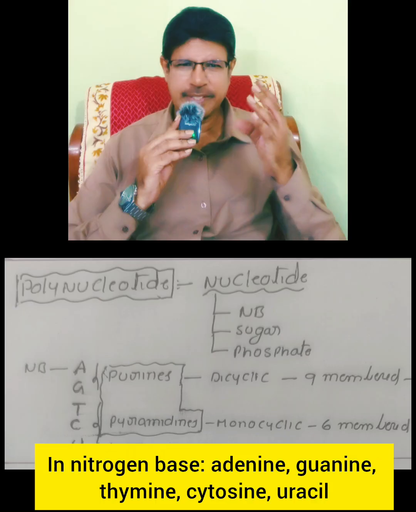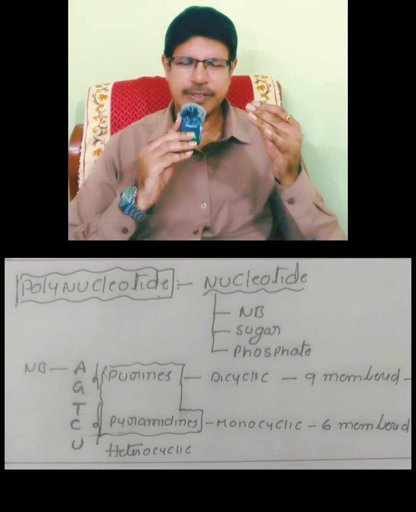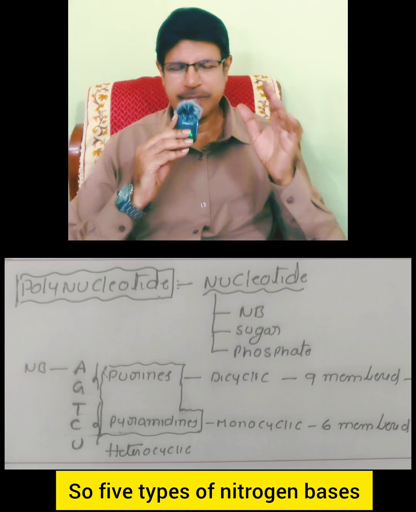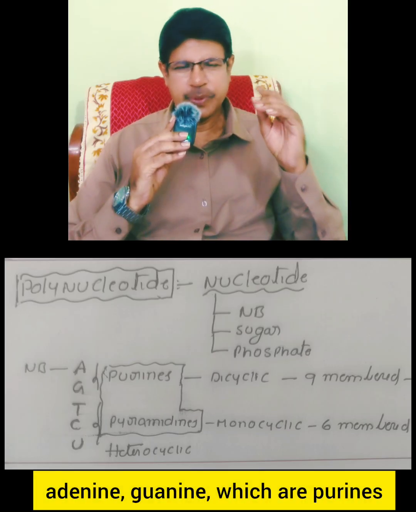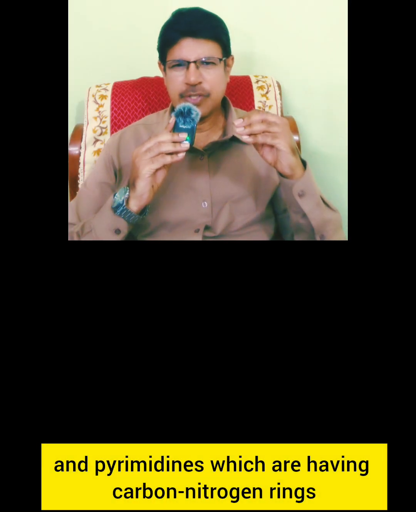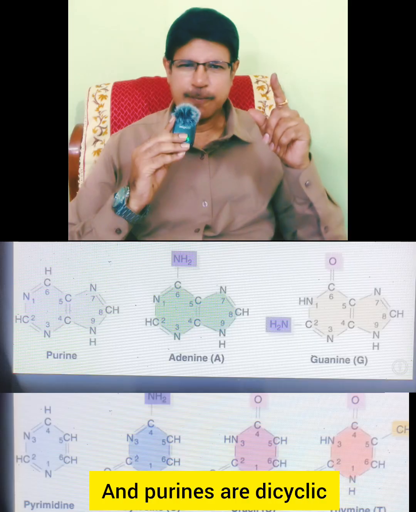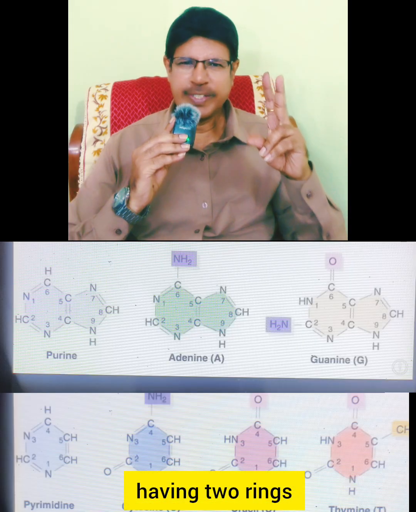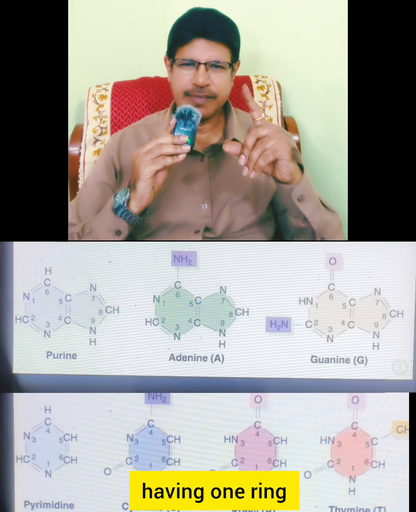In nitrogen bases: adenine, guanine, thymine, cytosine, uracil. So, five types of nitrogen bases. Next, adenine and guanine are purines. Thymine, cytosine, uracil are pyrimidines. Both the purines and pyrimidines have carbon-nitrogen rings, what you call heterocyclic compounds. Purines are dicyclic, having two rings, and pyrimidines are monocyclic, having one ring.